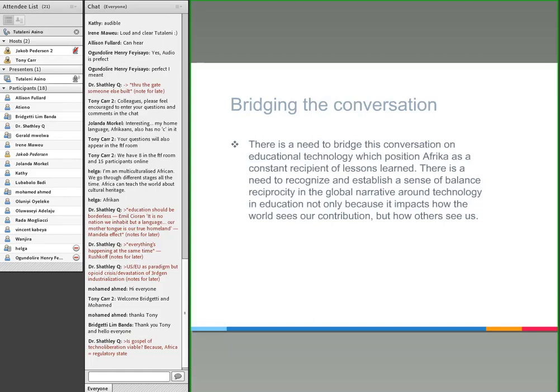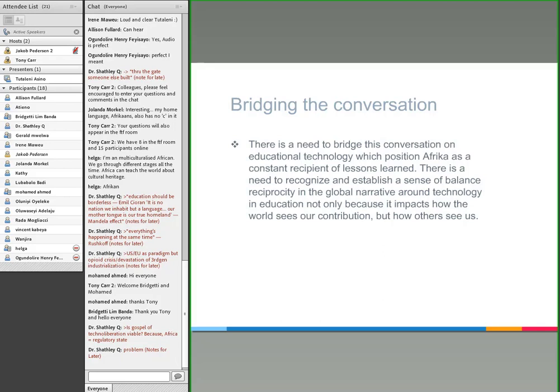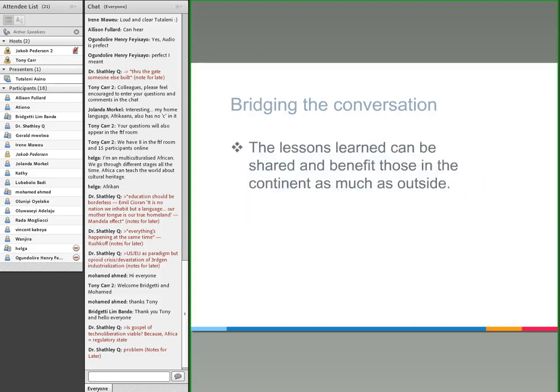how do we reconceptualize and reimagine, and what is the role of us, especially in the higher education space? I think there needs to be a bridging of different conversations. There's a need to recognize and reestablish a sense of balanced reciprocity, not just in terms of how others see us, but also a recognition of the contribution that we make to the rest of the narrative.